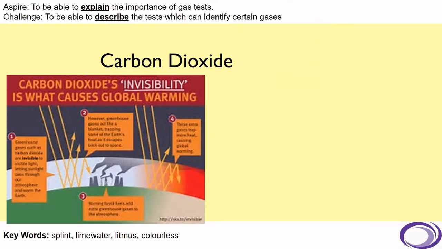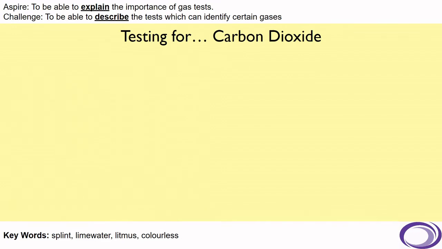The final gas we need to know how to test for is carbon dioxide. Now, we've learned about carbon dioxide when we learned about pollutants and global warming, and that's the effect of that on our planet. Testing for carbon dioxide is slightly different.